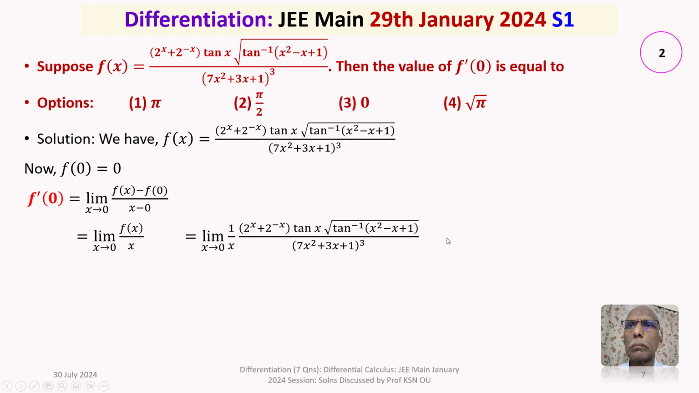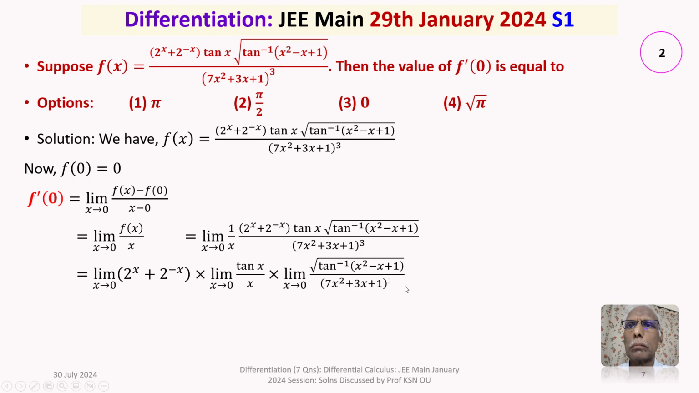Now we separate. How do I separate? 2 power x plus 2 power minus x as x tends to 0 can be evaluated. That will be 1 plus 1, 2. And this 1 by x into tan x, the limit as x tends to 0 of tan x by x is 1. So the remaining thing, that is the limit as x tends to 0 of the square root of tan inverse of x square minus x plus 1 by 7x square plus 3x plus 1 whole cube, can be evaluated as x tends to 0. So we do it like that. The limit of this, the limit of tan x by x, and the limit of this one.